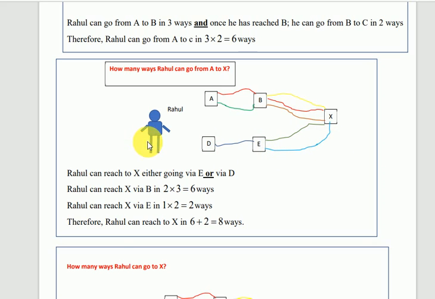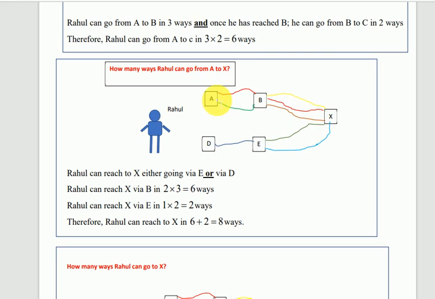So you can see over here, if Rahul goes by this route, A B X, then he can go 6 ways. If he goes by this route, D E X, then he can go 2 ways. So here it depends on Rahul whether he follows this or this route.